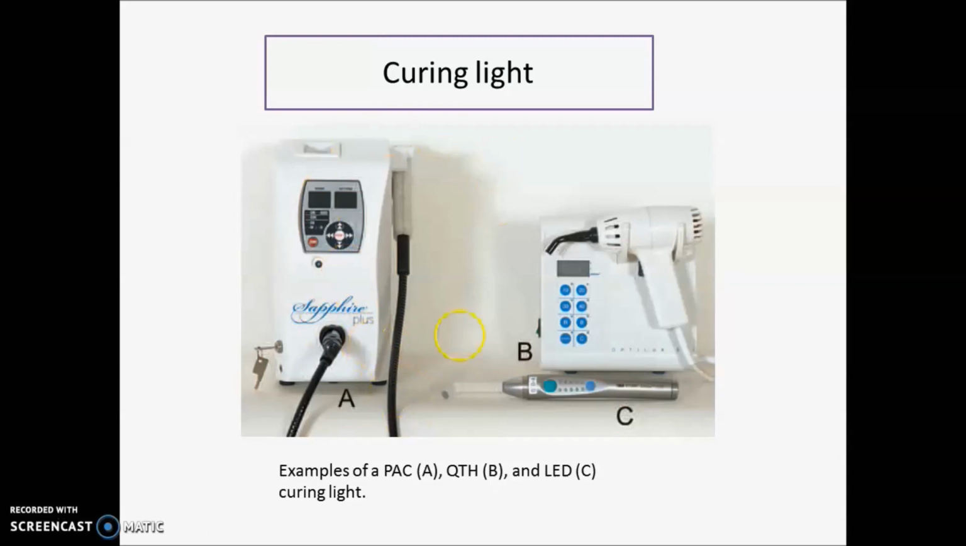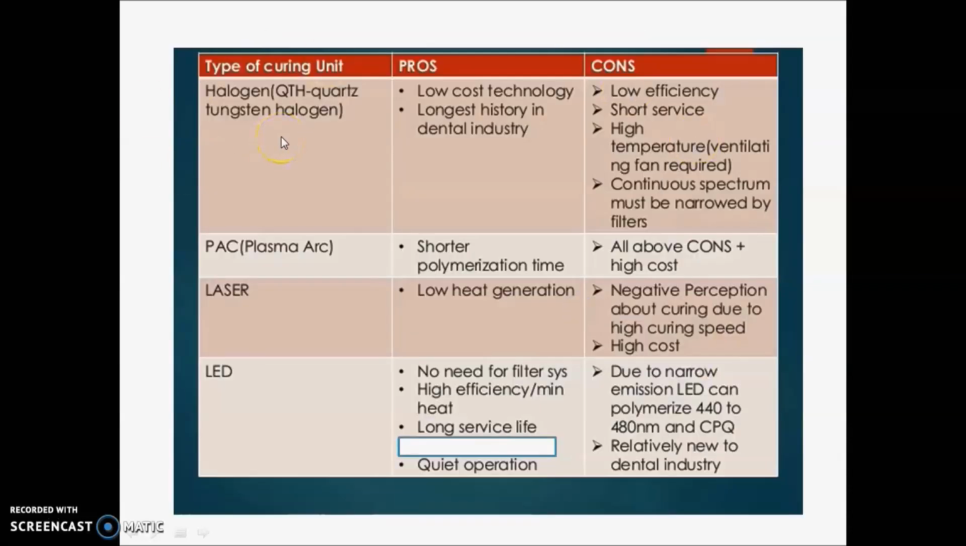So that is your plasma arc curing light. Fine. So let's see them in more detail. So halogen, the advantages are low cost and they have the longest history in the dental industry, which means they are the commonly and conventionally used curing unit. There are a few disadvantages like efficiency is very low, short service life, and they will generate very high temperature which can be detrimental to your pulp also.